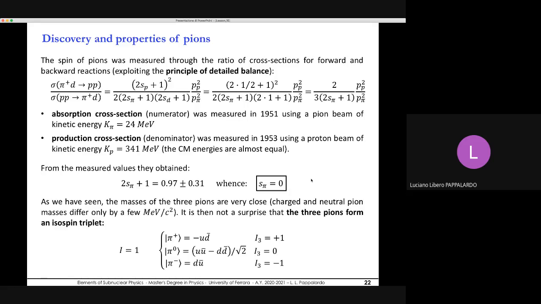And as we have seen, the masses of the 3 pions are very close, okay? The charged and neutral pion masses differ only by a few MeV, and this small mass difference is only due to electromagnetic contribution. So it is not a surprise that the 3 pions form an isospin triplet. The 3 pions, u d-bar, (u u-bar minus d d-bar), and d u-bar, form an isospin triplet with I equal 1, corresponding to the 3 projections: +1 for the pi plus, 0 for the pi 0, and -1 for the pi minus.